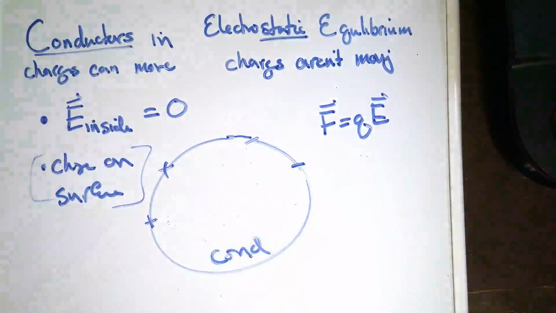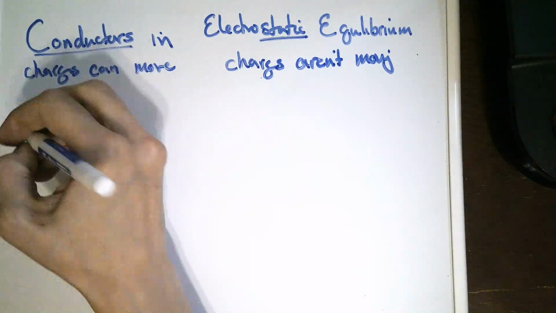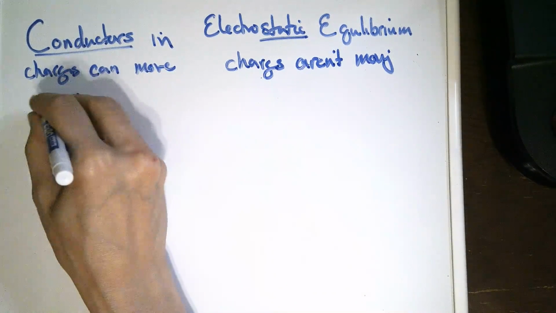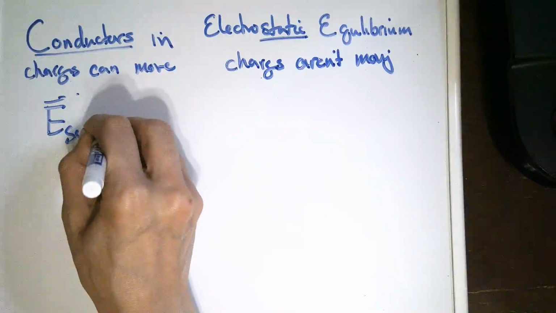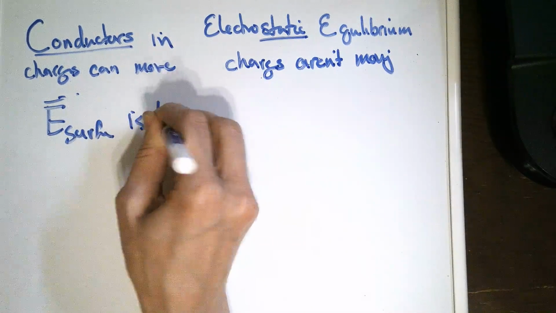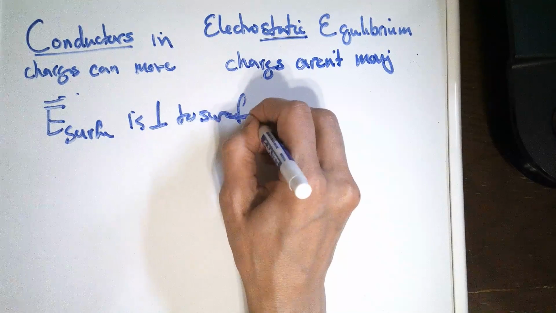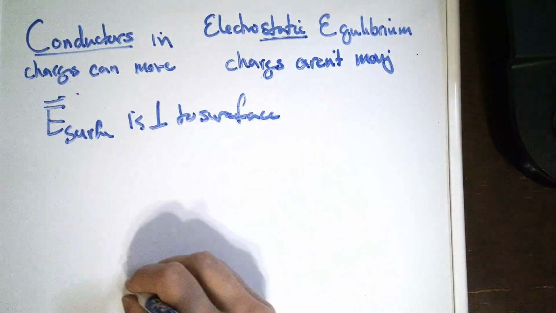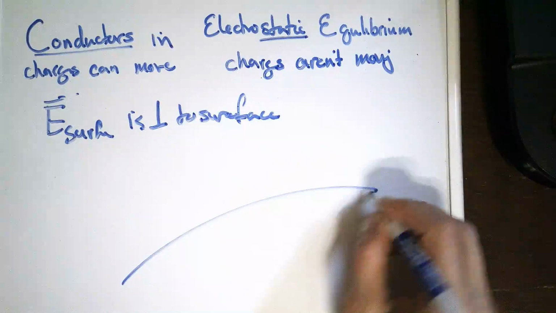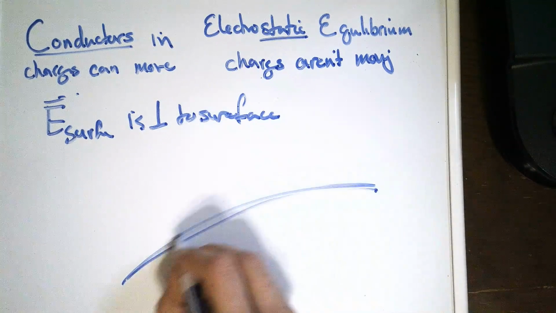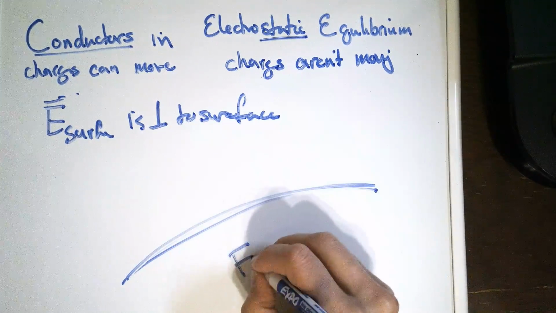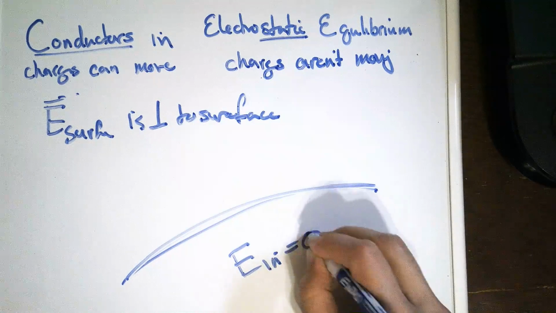So that's the first two. The next one, I'm going to break this one up. The electric field, when you're on the surface, is perpendicular to the surface. All right, sorry, my handwriting got really hard to read there. But let's see why this is. Here I've done a zoom in on my conductor. The electric field inside the conductor is 0.